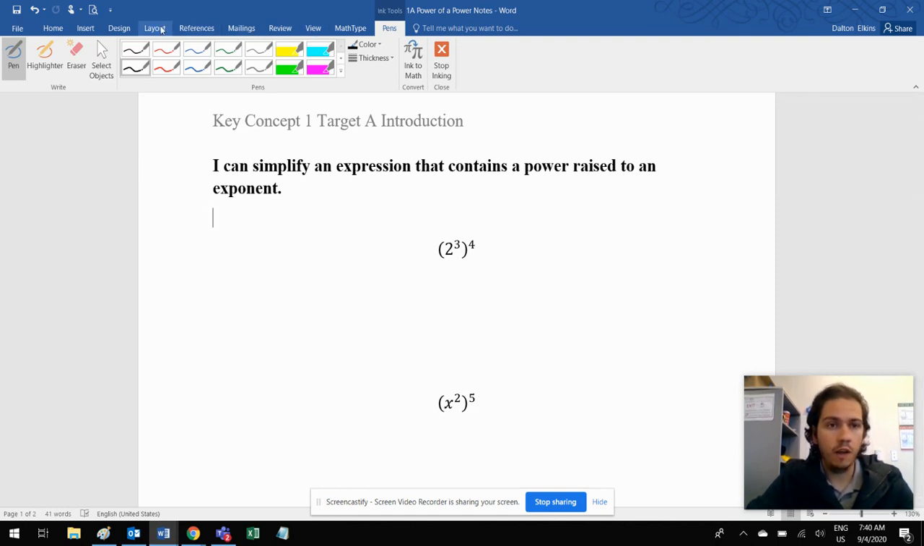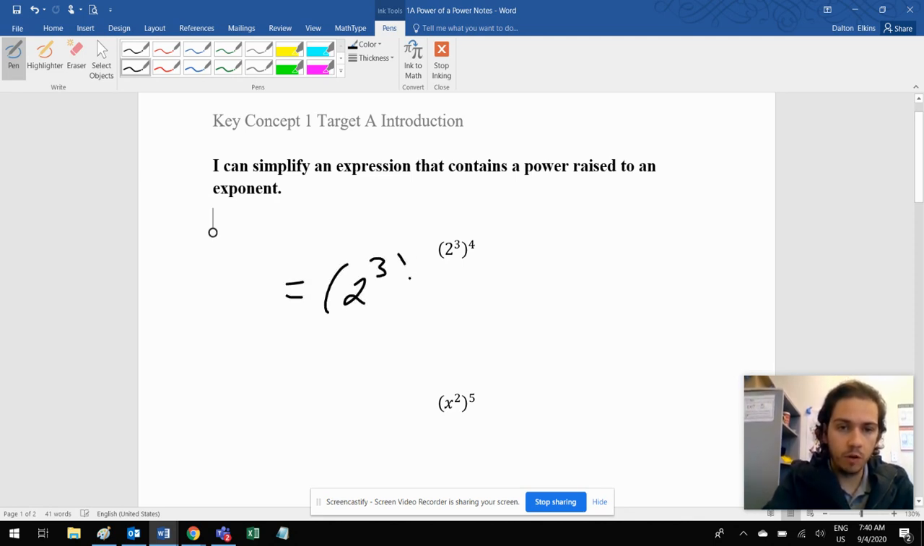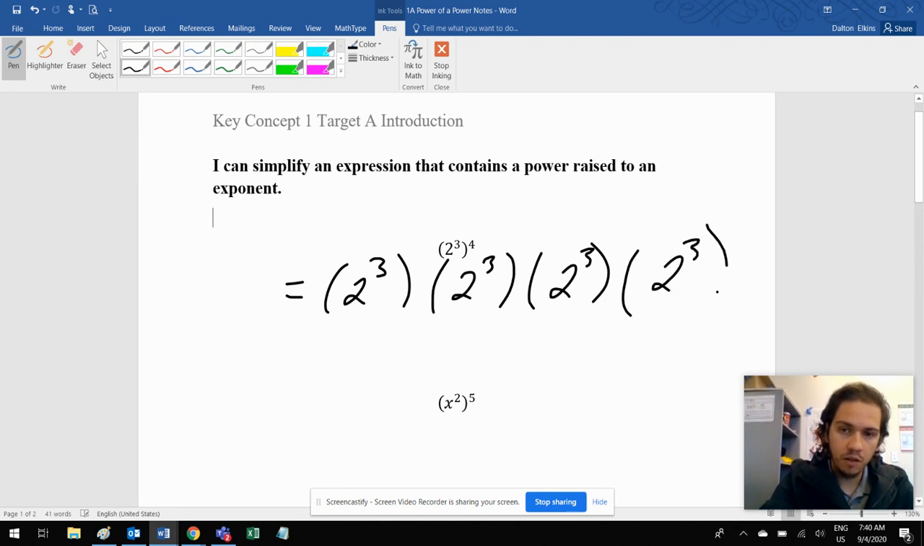We watched a video like this on Edpuzzle that teaches you that 2 to the power 3 and then raised to the fourth power is essentially 2 to the power 3, 4 times, right? So 2 to the power 3 times 2 to the power 3 times 2 to the power 3 times 2 to the power 3. All these things are being multiplied together.